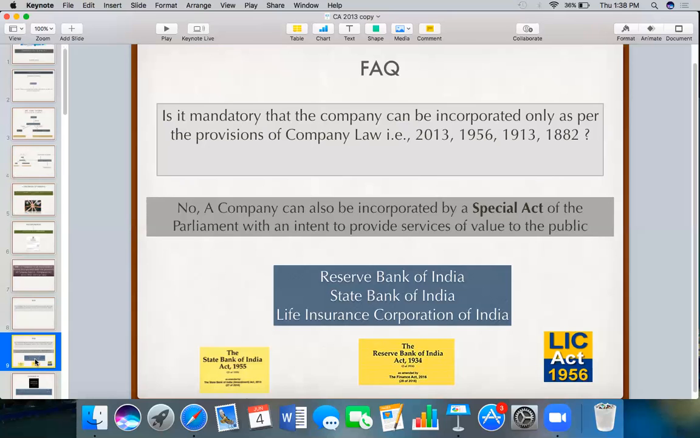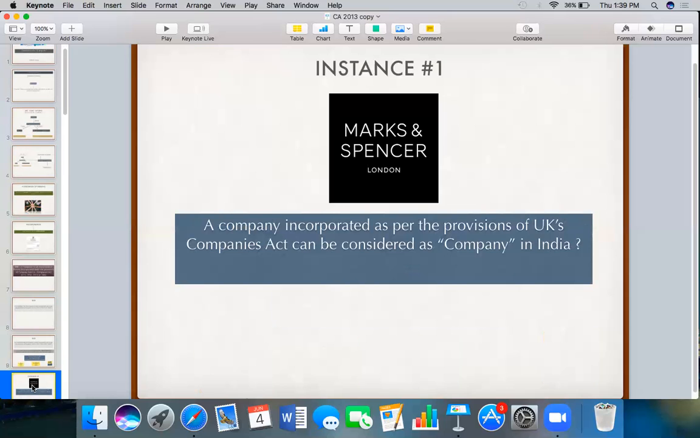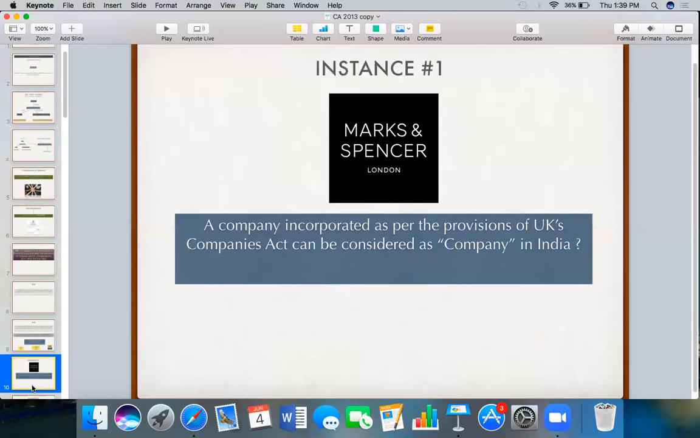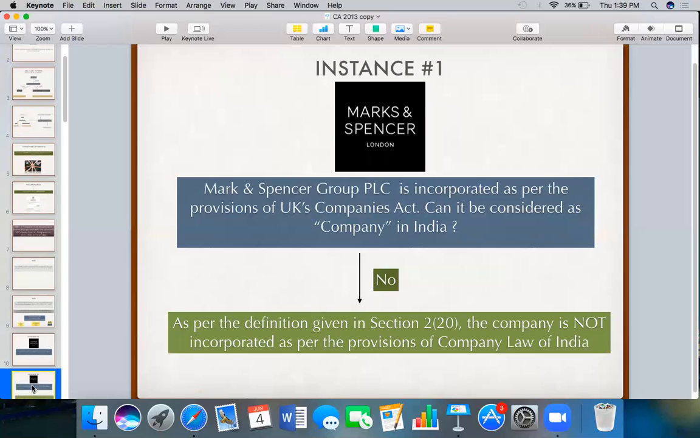Now, I'll take an example of a leading retail chain, Marks and Spencer's. It's a company which is incorporated as per the UK's Companies Act provisions. Now, the question could be: can this company be considered a company in India? If you check Section 2, subsection 20 of the Companies Act 2013, Marks and Spencer London will not qualify to be referred to as a company in India, because it's been incorporated under the UK's Companies Act, not the Indian company law.